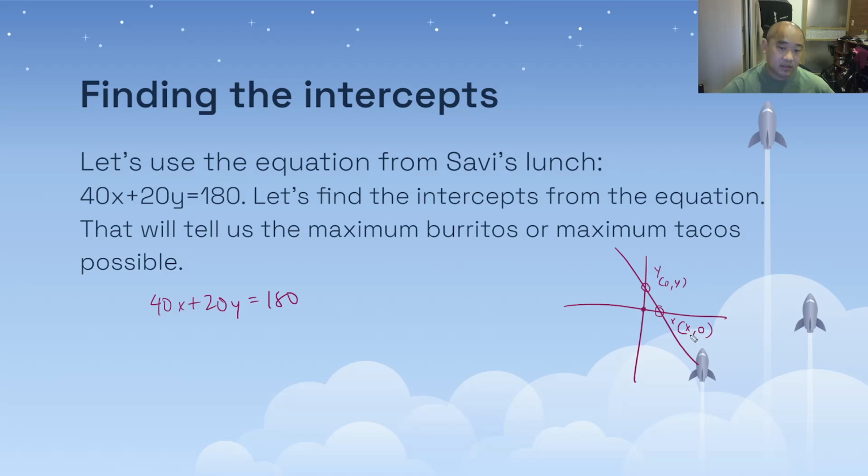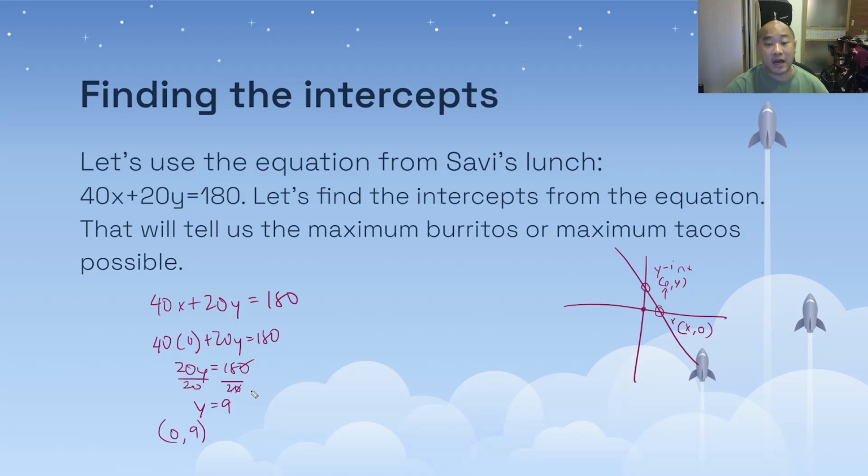So how do you find these? You just put the 0 into the equation where it makes sense. So if you want the y-intercept, you put 0 into x. So 40 times 0 plus 20y equals 180. This just is 0, so all you have left is 20y equals 180. Divide both sides by 20, and y equals 9. So this intercept is going to be 0, 9. That's the y-intercept.